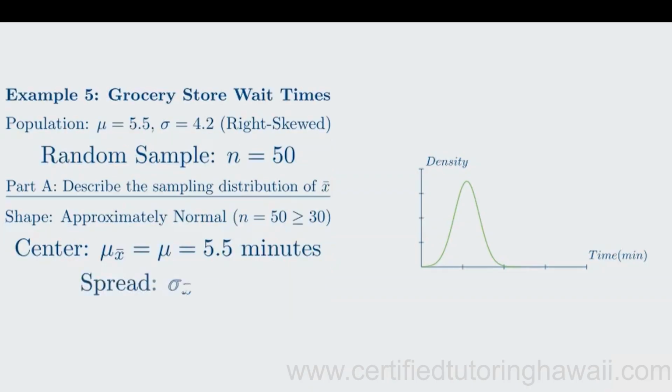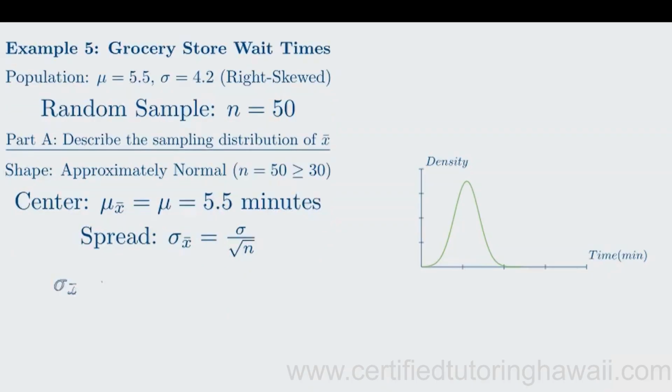For the spread, we calculate the standard deviation of the sampling distribution. Assuming there are more than 500 customers at this store, the 10% condition is met. Sigma sub X bar equals 4.2 divided by the square root of 50, which is approximately 0.594 minutes.